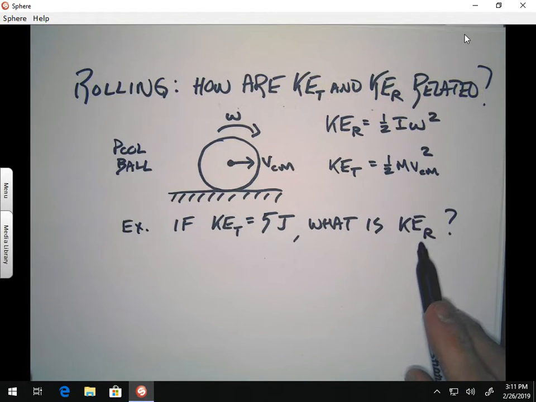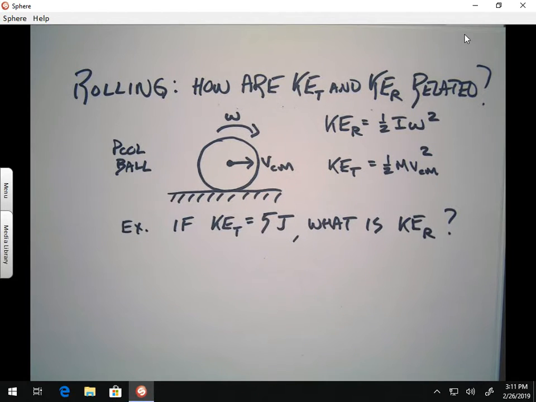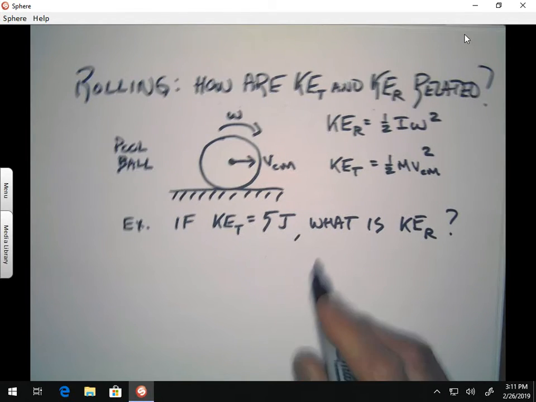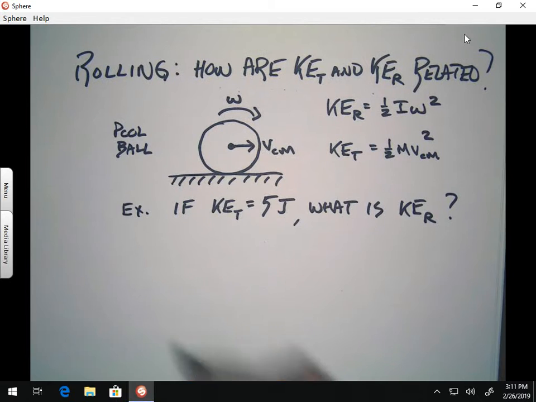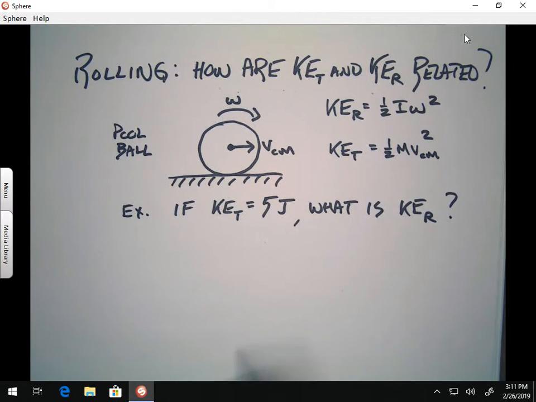And there should be some relationship, because if an object is rolling, obviously how fast it's moving from left to right is going to depend on how many rotations per second it's making. So there should be a good answer to this question. All right, so we're going to come back and answer this as our example, but we're going to have to do a little bit of theory here off to the side.